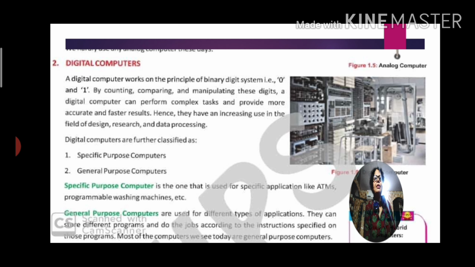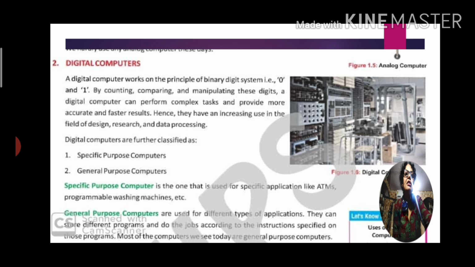They are of two types. First one is specific purpose computer and another is general purpose computers. Specific purpose computers are the ones that are used for specific applications. Like if we have to perform some specific task, we have some program. You can say the computers which are used in ATM machines, or the computers which are fitted inside the automatic washing machines. These are the type of specific purpose computers.